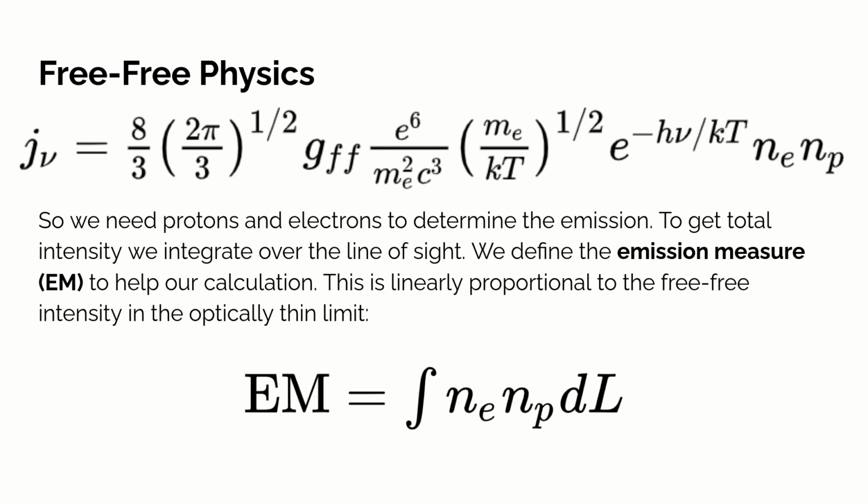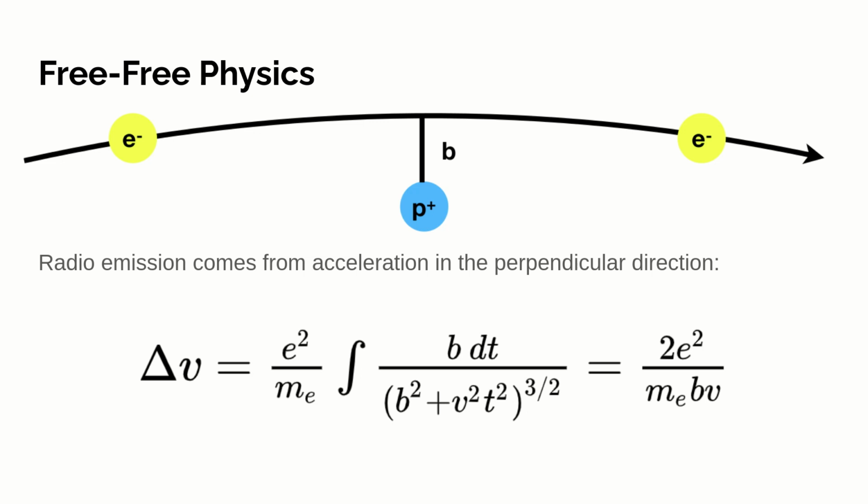So we'll define something called the emission measure to help our calculation. This is just the integral of the number of electrons and the number of protons along the line of sight. And this is linearly proportional to the free-free intensity in the optically thin limit, which we assume here. The radio emission comes from the acceleration in the perpendicular direction, so of the electron towards the proton along the motion.